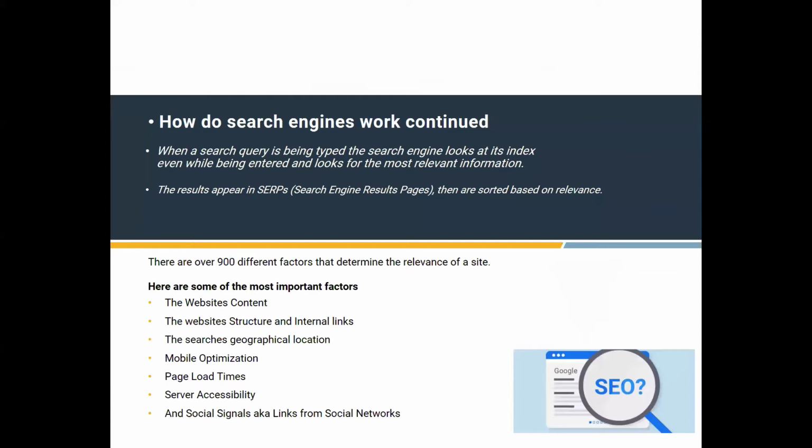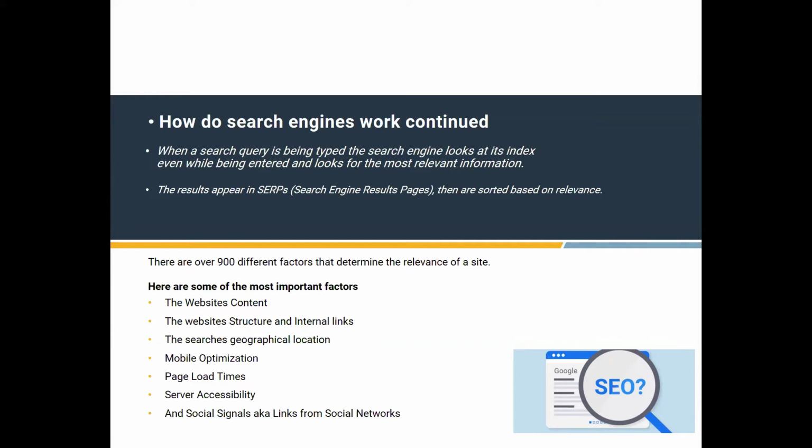So, more information on how search engines work. When a search query is being typed, the search engine looks at its index even while the information is being entered. The results appear in the search engine results page, sorted based on relevance. There are over 900 different factors. Again, this can get really deep, but some of the most important factors are the website's content, website structure, and internal links. The searcher's geographical location, so that means locally. Is it Tampa? Is it Georgia?